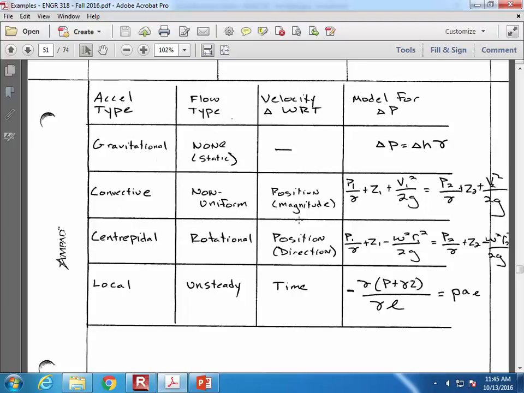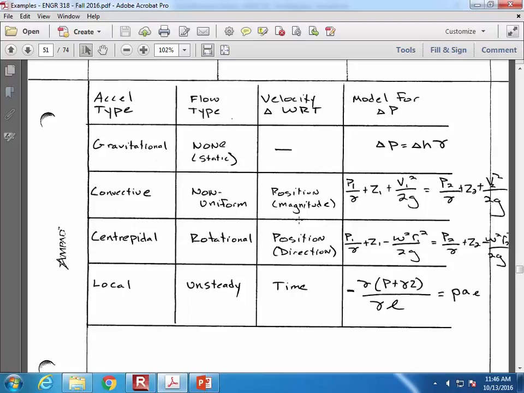Centripetal acceleration is associated with rotational flow. And when we were looking at flow types, we saw examples of rotational flow. It's sort of like liquids that are going in a circle, and in a situation like that, you have an acceleration because the velocity is changing with respect to position, but it's not the magnitude of velocity that's necessarily changing, but rather it's the direction component of the velocity vector.